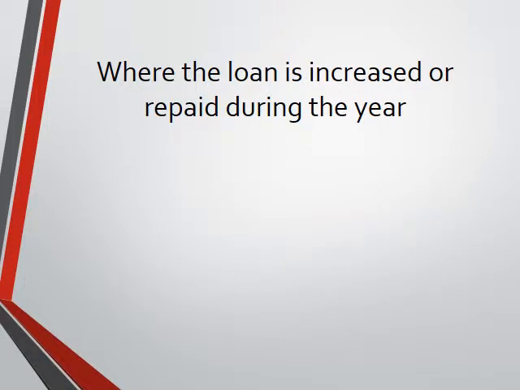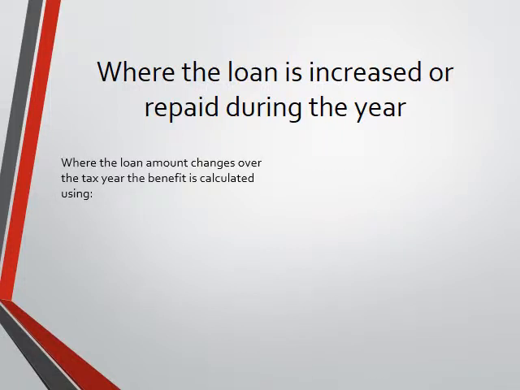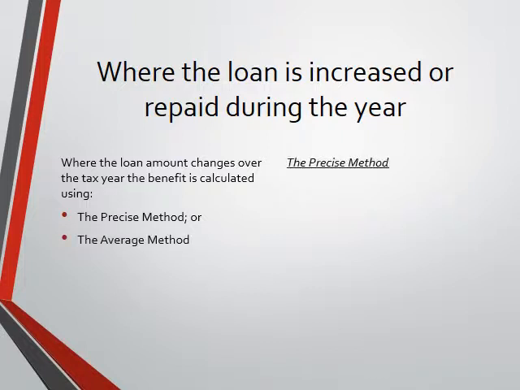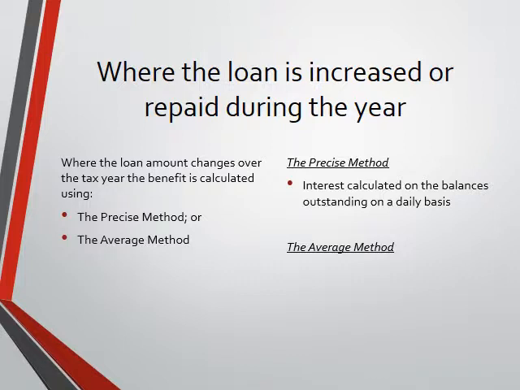Now, sometimes the loan is increased or repaid either in whole or partly during the tax year. Where this happens, the benefit is calculated using either what's called the precise method or the average method. The precise method is where we calculate the interest on a daily basis over the tax year, and I think you'll appreciate that it's unlikely that they would ask you to do those calculations in an assessment. It's far more likely that they'd ask you to use the average method.